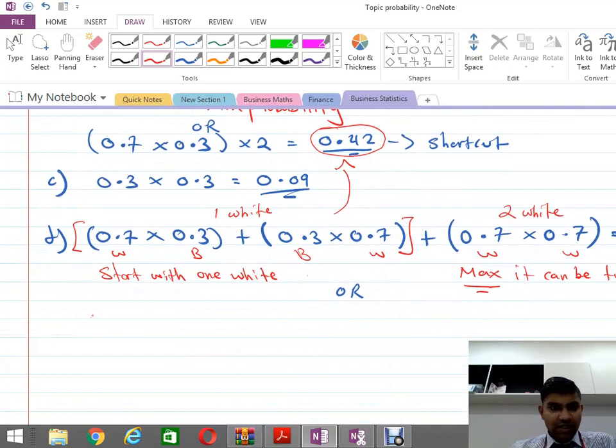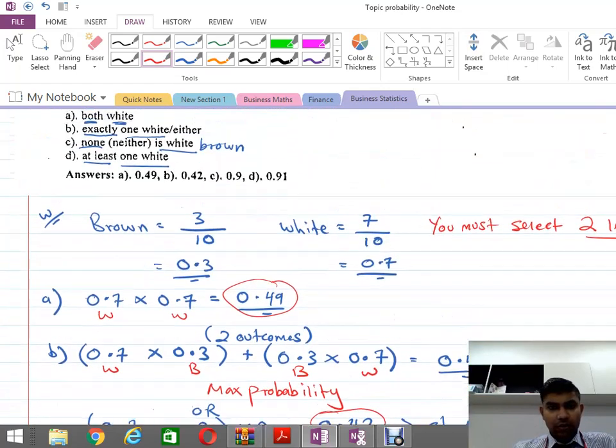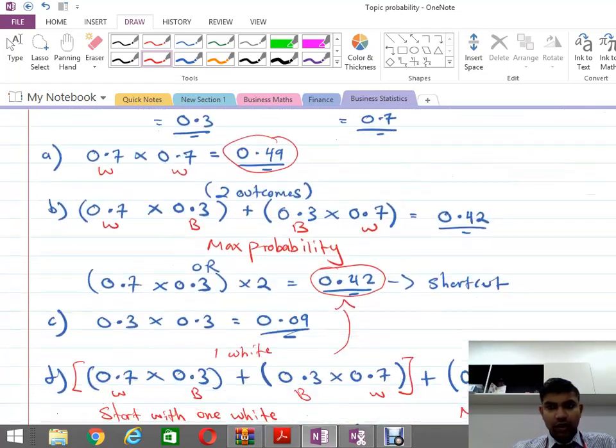Okay, so the shortcut is actually, you can also do it this way. You just can take the answer 0.42 plus 0.41, that will give you 0.91. It's also acceptable in the exam. This is a long way. This is how it's actually showing how you get this 0.91, but you already done these two. Okay, so that's about question 1.